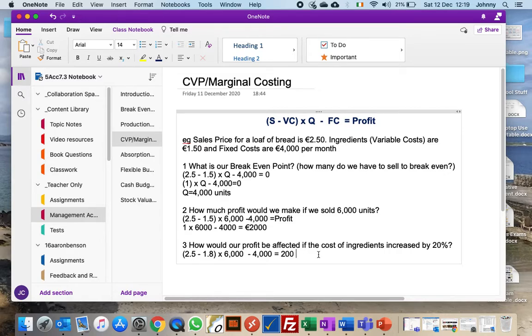So that's the basics of how we'll do marginal costing. We'll use this formula. We'll always be asked to work out our break-even point. And with this break-even point, if I think of my diagram, what is the break-even point in terms of money?